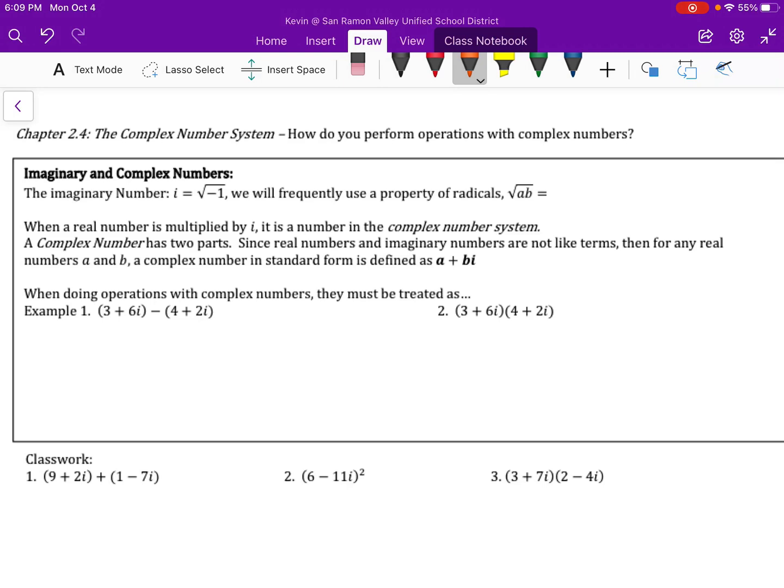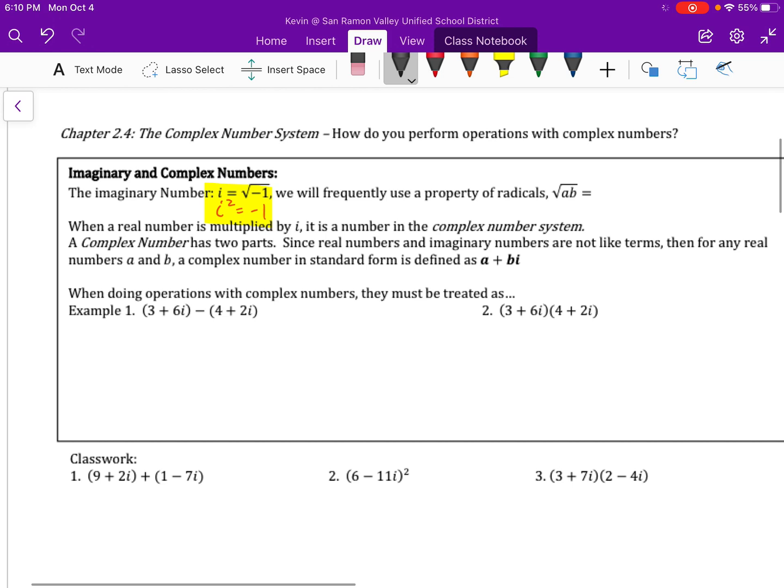Okay, chapter 2.4, the complex number system. How do you perform operations with complex numbers? So we have the imaginary number i. The imaginary number i equals root -1. So the square root of negative 1 equals i. That also means that i squared equals -1. And that's important to note because we'll be using that quite a bit.